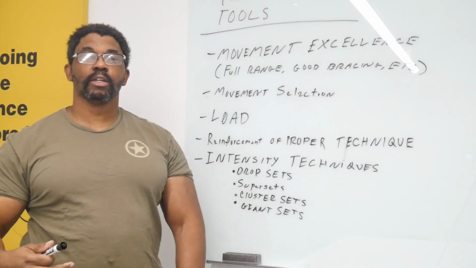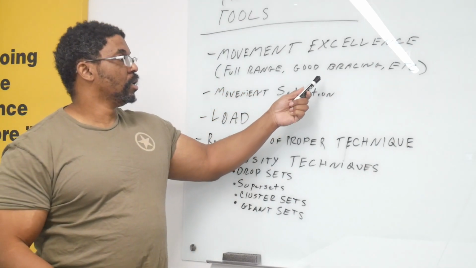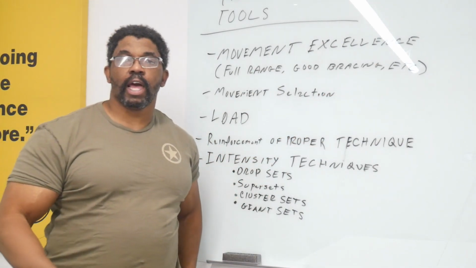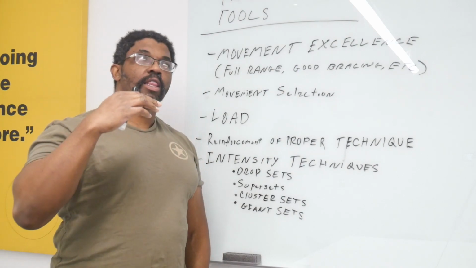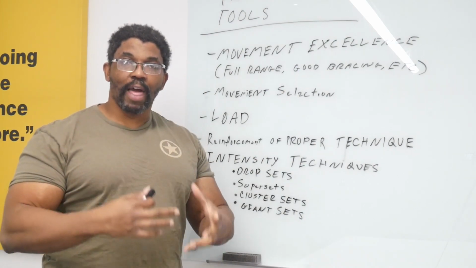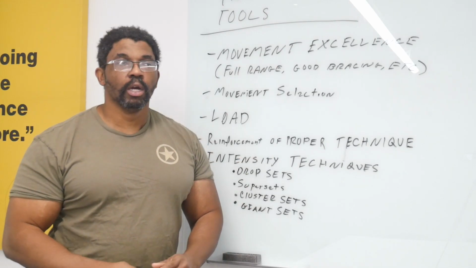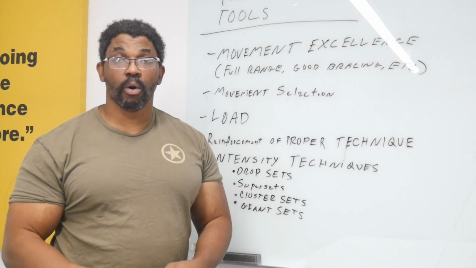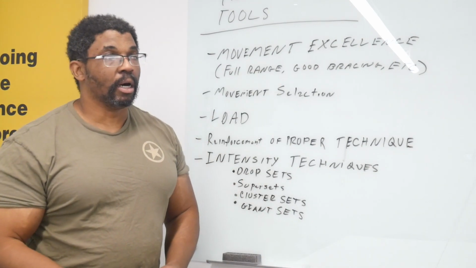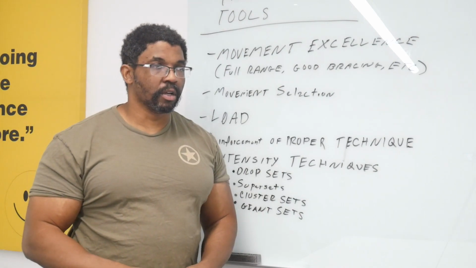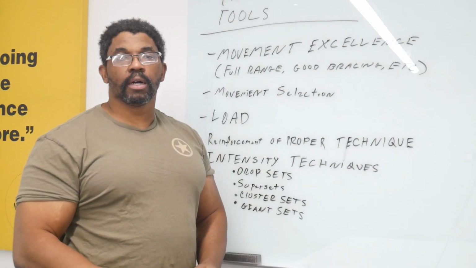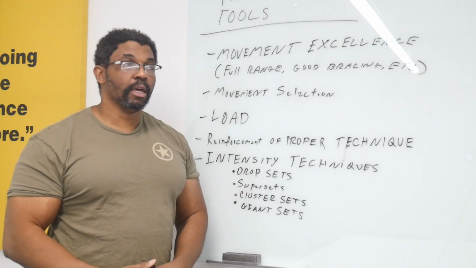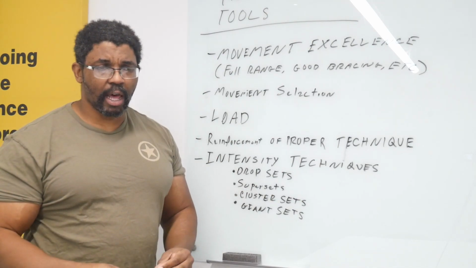So what is movement excellence? Full range of motion, good bracing, etc., right? Having good mobility, all of that. So that requires you to do things that are outside of the scope of the actual weight training portion of the workout. On IG, Squat University does a lot of good mobility stuff for anything related to the squat. It's always good to look at Joe DeFranco's stuff because, like a lot of 40 plus people, he's been injured, he's hurt, he's a meathead. So it's good to look at a lot of his stuff.